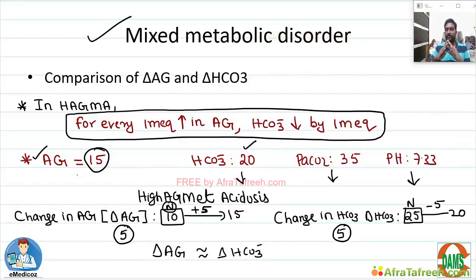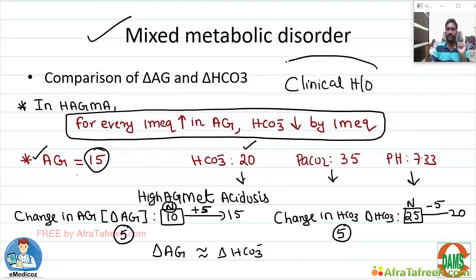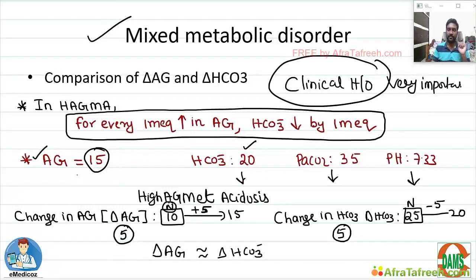disorder. Now, for identification of mixed metabolic disorder, again, clinical history is very, very important. I hope you have understood the concept. So if it is an isolated or single metabolic disorder, that too high anion gap metabolic acidosis, delta anion gap and delta bicarbonate will be correlating. The relationship will be like this: for every 1 milli equivalent increase in anion gap, bicarbonate will decrease by 1 milli equivalent. So if there is some deviation in this relation, there can be a mixed metabolic disorder.